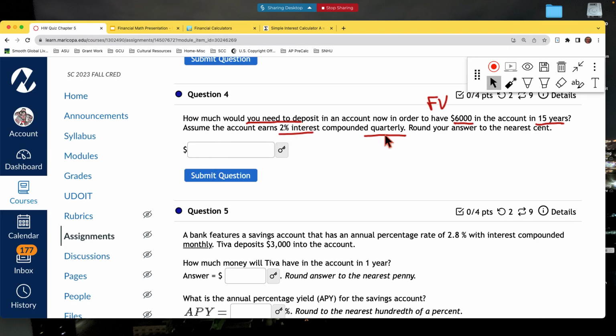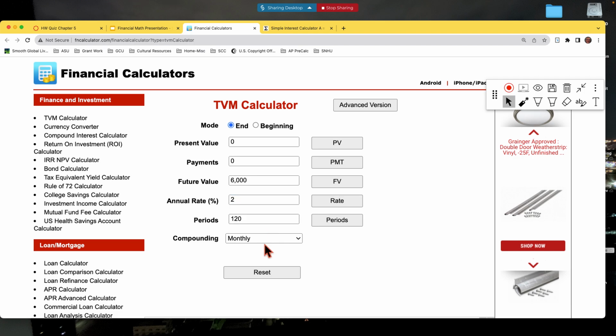2%. It's compounded quarterly and for 15 years. So quarterly compounding, 15 years, and that's going to be 15 times 4, right? Because quarterly, 60. I think 15 times 4 is 60. We put that in, and then we calculate on the present value. This will tell us how much we need to deposit in the initial.